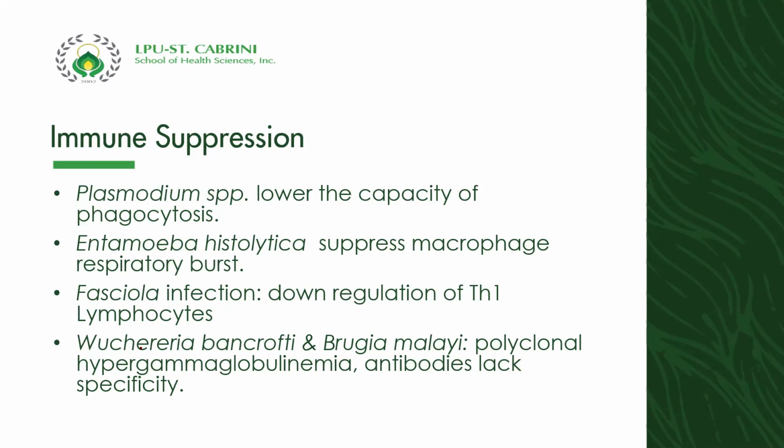Entamoeba histolytica, on the other hand, suppresses the macrophage respiratory burst, and can consequently end nitric oxide production, which produces a suppressor factor that can inhibit the movement of monocytes to the site of invasion. Okay? Remember also that in infection with Fasciola hepatica, there is a downregulation of Th1 lymphocytes.